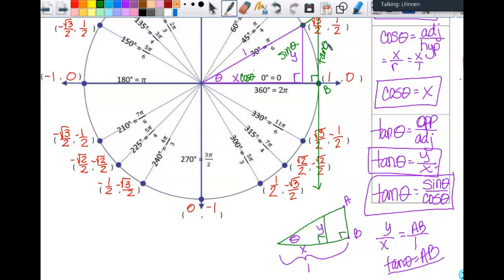Same with cosecant, secant, and cotangent. We'll look at all those a little bit later. It'll be kind of a little too much right now. This might even be a little too much, but I just want you to see that those things are all related in here. Okay? Are we all good so far?